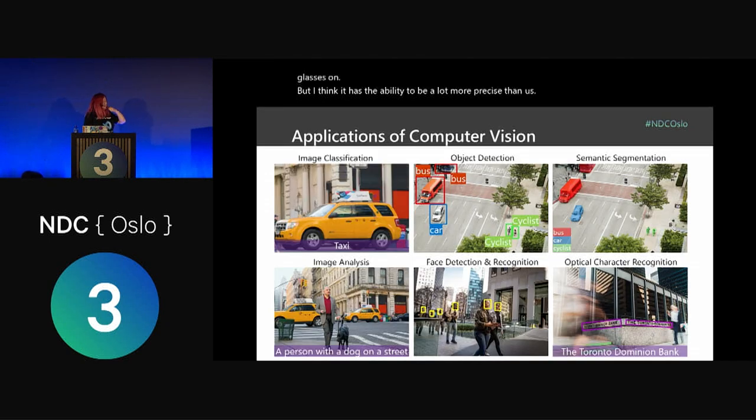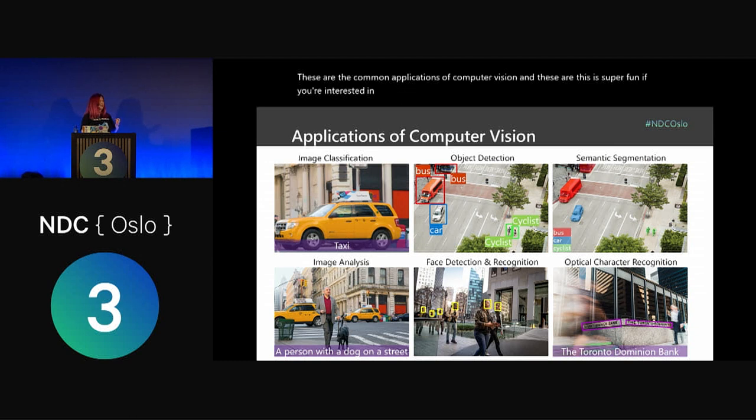These are the common applications of computer vision, and this is super fun. If you're interested in learning about this kind of thing and you haven't seen it before, it's actually straight away in the Microsoft AI Fundamentals course. It's in there and you can start building stuff right away. I put a link to that at the end as well.